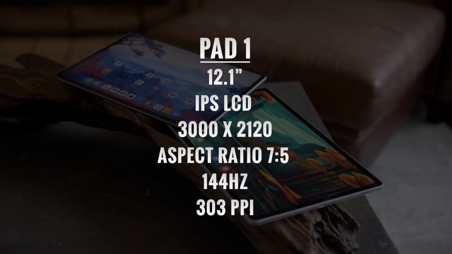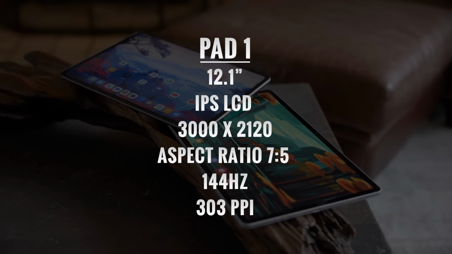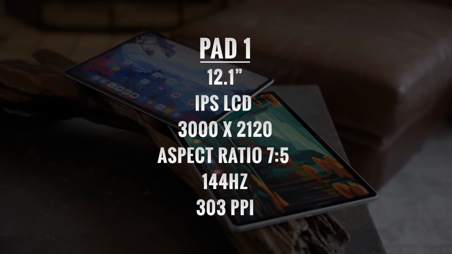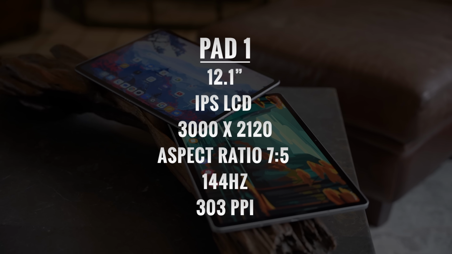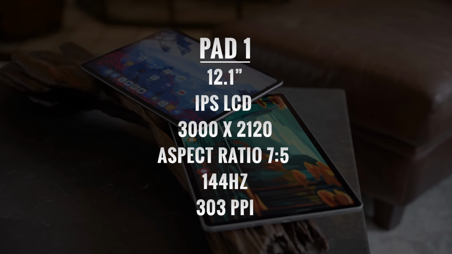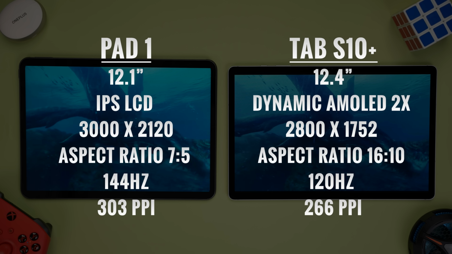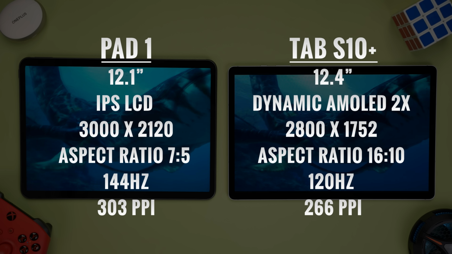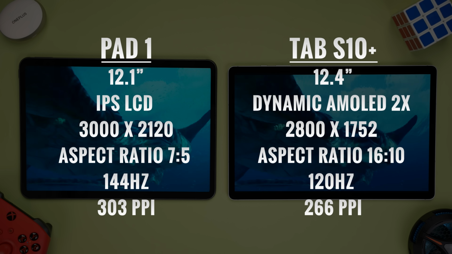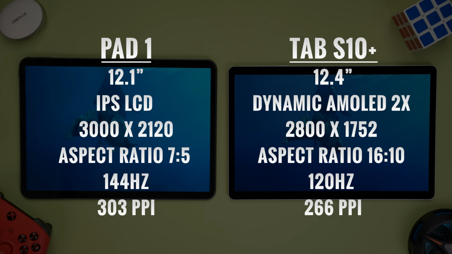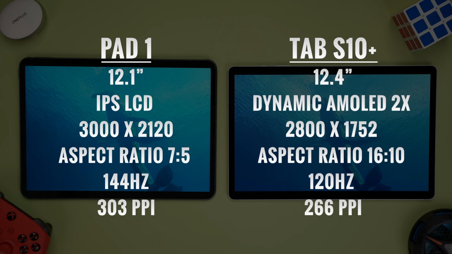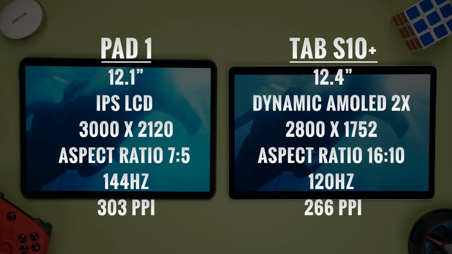Okay, so starting out with the displays, the Pad 2 has a 12.9-inch IPS LCD display with a resolution of 3000 by 2120, an aspect ratio of 7:5, 144Hz adaptive refresh rate, and a pixel density of 303 pixels per inch. The Tab S10 Plus has a larger 12.4-inch dynamic AMOLED 2X display with a resolution of 2800 by 1752, a 16:10 aspect ratio, 120Hz adaptive refresh rate, and 266 pixels per inch.